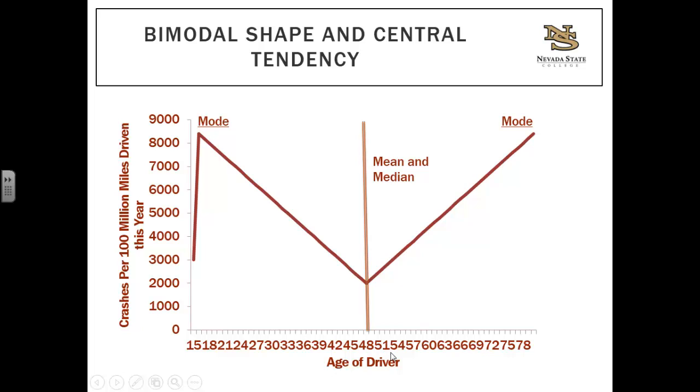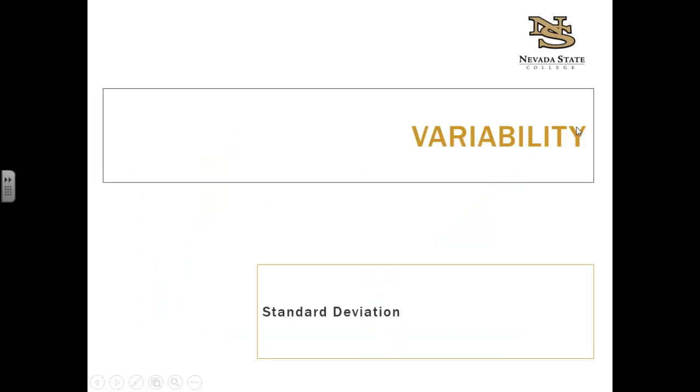That is not an accurate representation of those data at all. It doesn't represent the fact that the younger and the elderly are more reckless than the middle-aged people. So here we'd want to use those modes to describe our data.